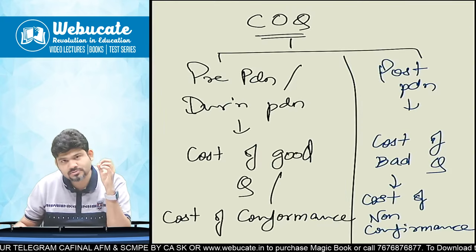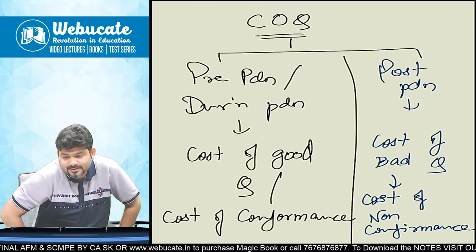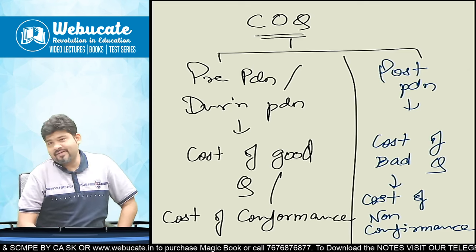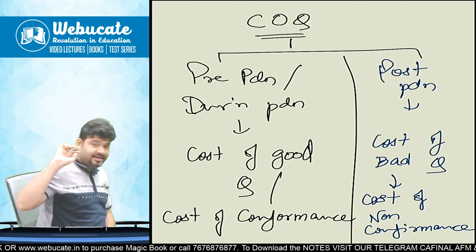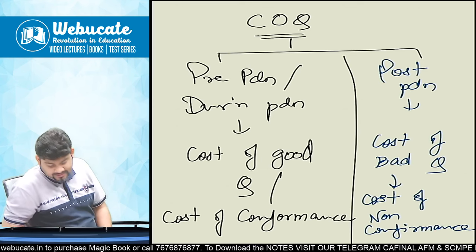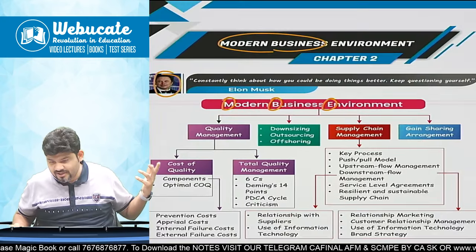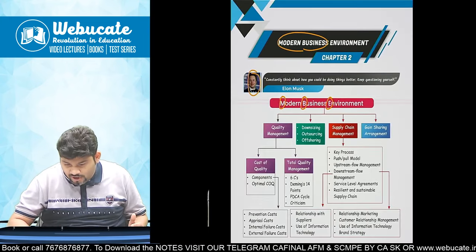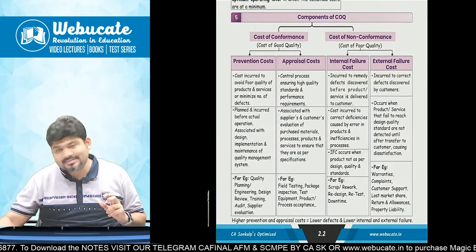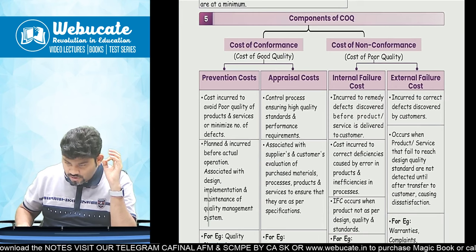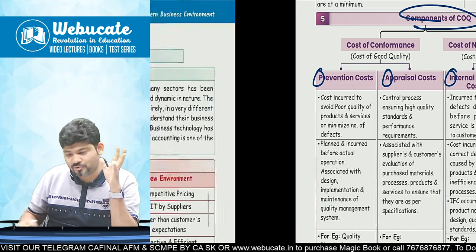Got it? So that's how it works. Now, Mr. Juran, the person who came from America to Japan to develop this, said that this cost of quality is divided into four parts, which we are going to study in the course of our whole topic. So I hope we are clear with what exactly cost of quality is. Now we will get more into the details as we move on. And this is the four-part division that he made.